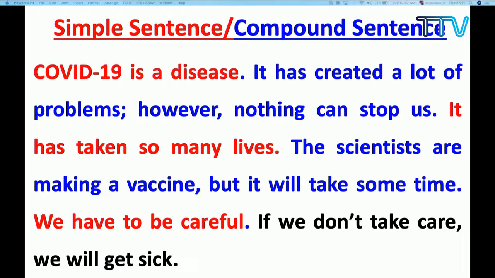It has taken so many lives. Now this is a simple sentence, a complete sentence, an independent clause also. Now the next sentence: the scientists are making a vaccine, but it will take some time. If you look at this, there are two complete independent sentences. Scientists are making a vaccine, complete sense. It will take some time, again an independent simple sentence. Now both these sentences are joined by the connector but. Before the word but, I have used a comma.